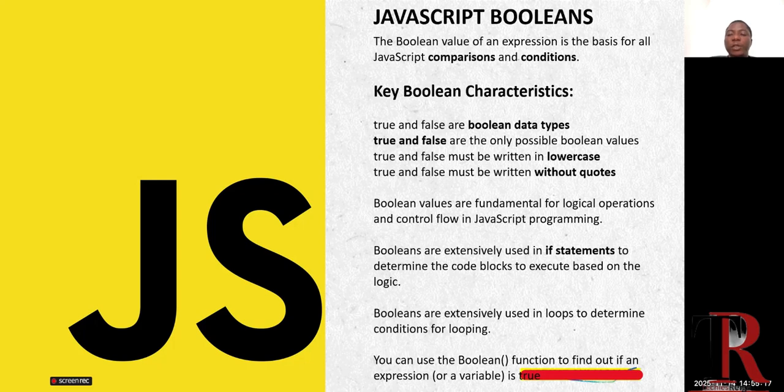Booleans are extensively used in loops to determine conditions for looping. Looping means doing the same thing over and over again. JavaScript relies a lot on Boolean to determine the condition for looping, whether it is a truthy value or a false value. And then you can use the Boolean function to find out if the expression of a variable is true. So when you have an expression and you want to find out whether the output of the expression is true or false, you can use Boolean to test.